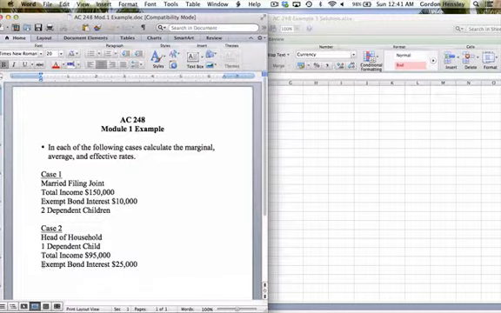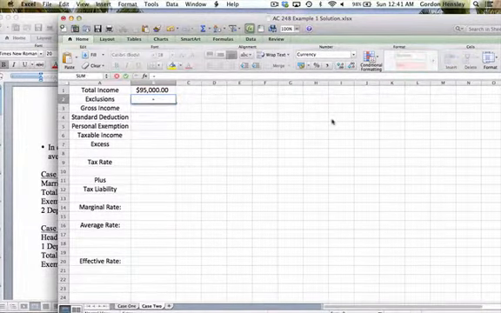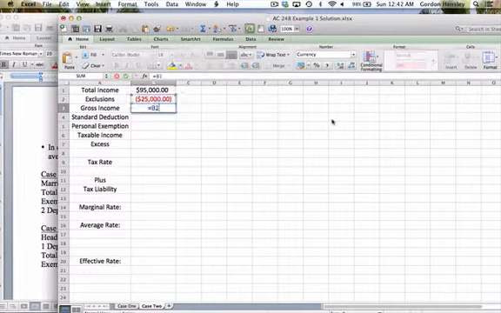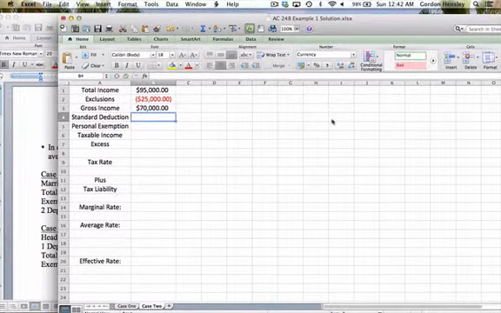So right here I've got my exempt bond interest, $25,000. Well, that's an exclusion. They don't have to include that with their income, so they get to deduct that. So if I take that total income of $95,000 and deduct that exclusion, that leaves me with $70,000 gross income. Okay, then I need the standard deduction.